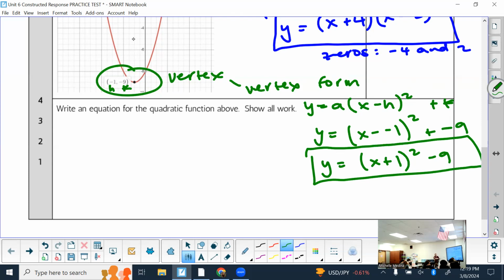So you can have 3 different answers that are still right. It just depends on your preference and what's given to you in the graph. I don't recommend standard form, that's just my opinion. I think that one's the hardest. But yeah. Questions on this question?